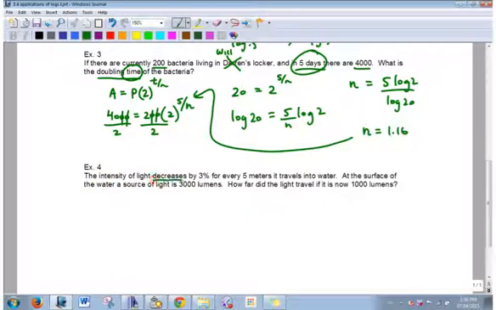Intensity of light decreases by 3%. Is this growth or decay? It's decay. What's my decay factor? Okay, so it goes down by 3%. That means each meter, I have 97% of the light. 0.97 is less than 1, that's going down. If you like, 1 minus 3%, which again would be 97%.